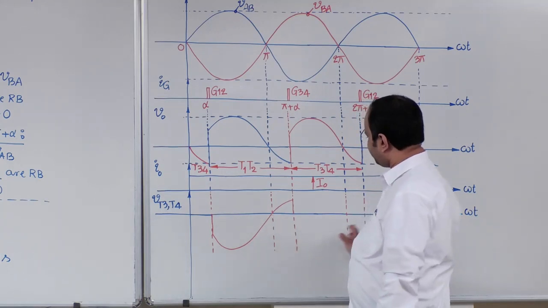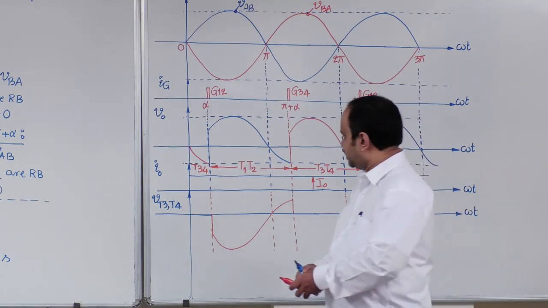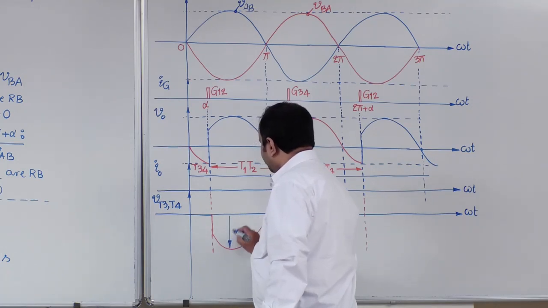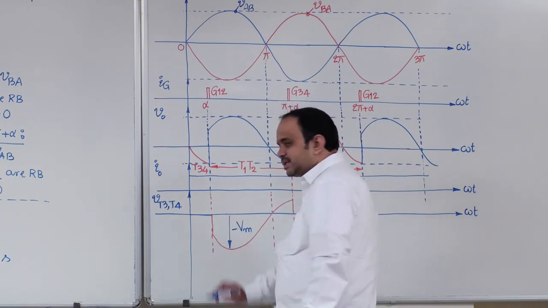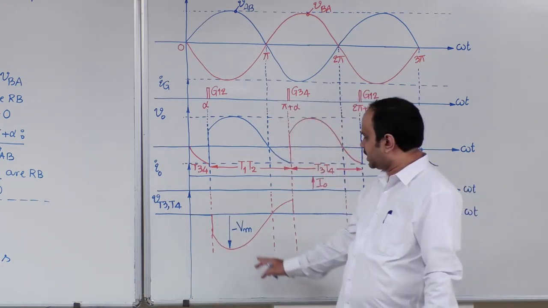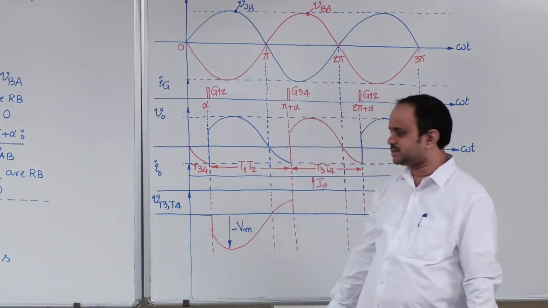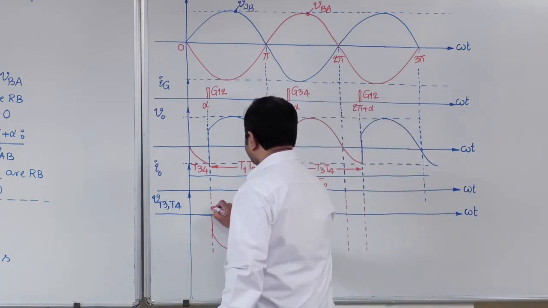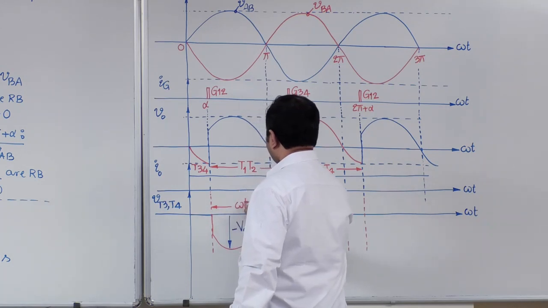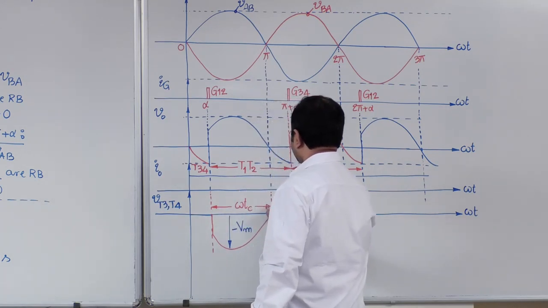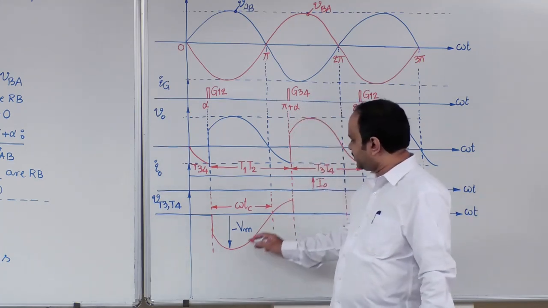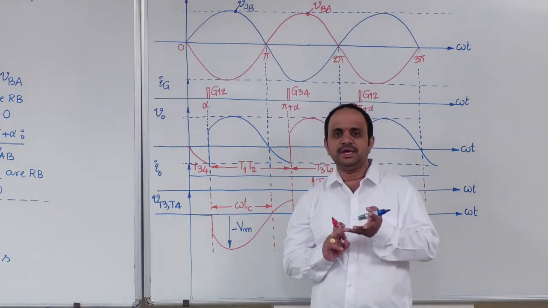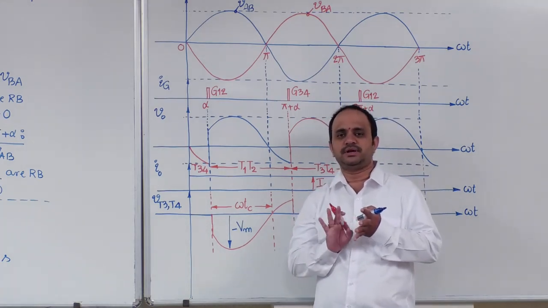Okay. So the same waveform will repeat periodically. Now in this case, we can have this peak value equal to minus Vm. And circuit turn off time can be measured from alpha to pi. Therefore, from this waveform again we will get the same conclusions for PIV and circuit turn off time.